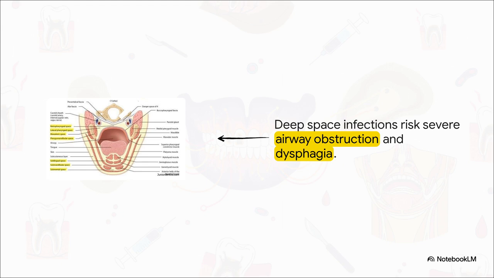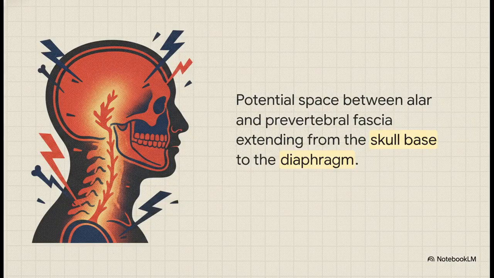And right behind the retropharyngeal space lies something even more sinister. The danger space. Guys, this is pure exam gold. It's a potential space located between the alar and prevertebral fascia.